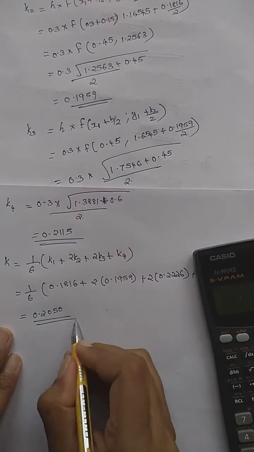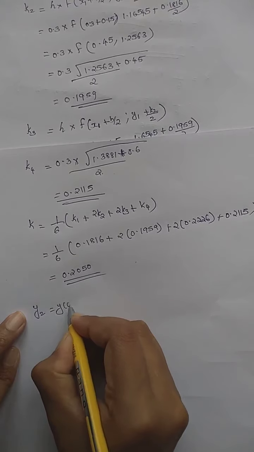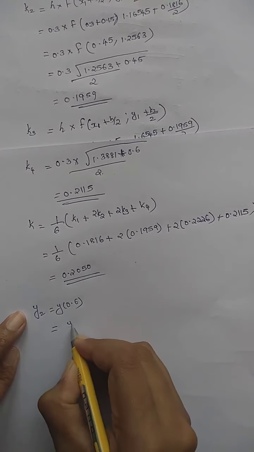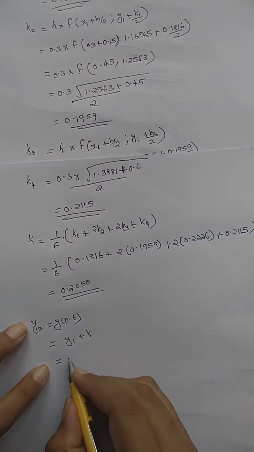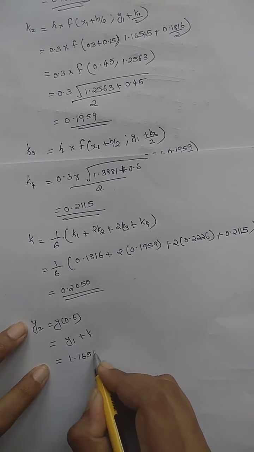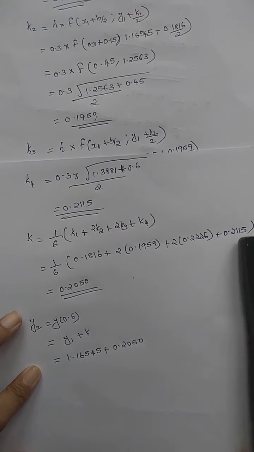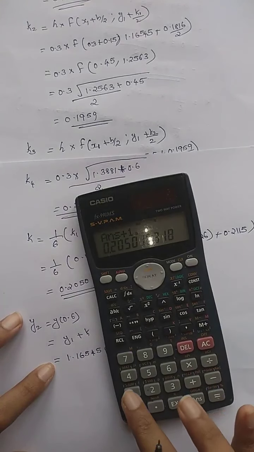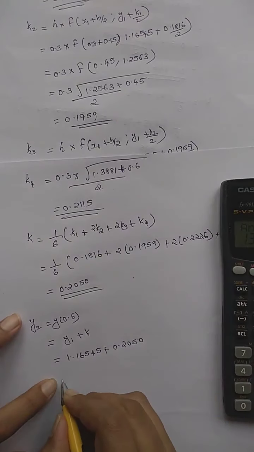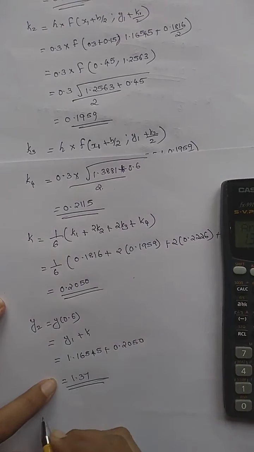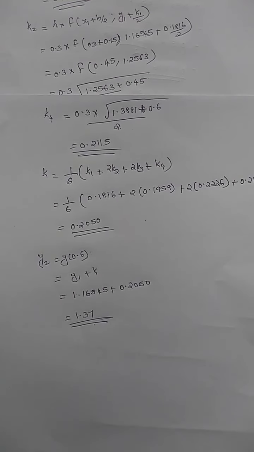Okay, and what is my next value? y2, that is y at 0.6, is equal to y1 plus K. What is y1? y1 value, we know, is 1.16545 plus 0.2050, you will get it as 1.37. So y at 0.6 is 1.37. Okay, so this method is very easy.